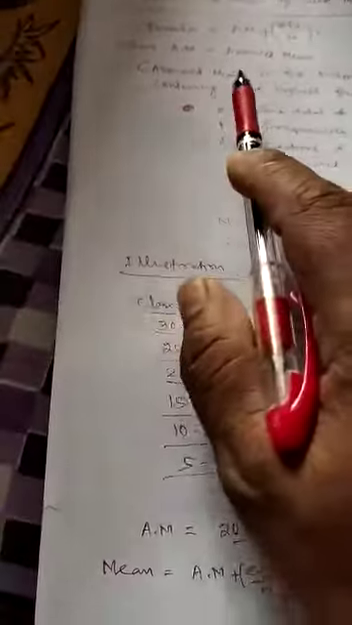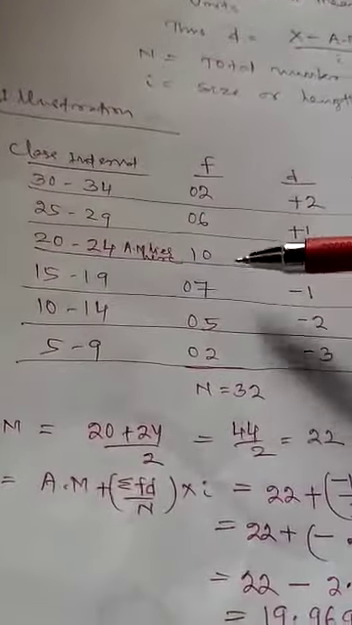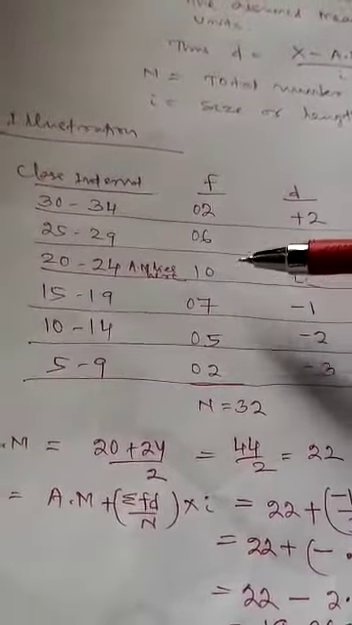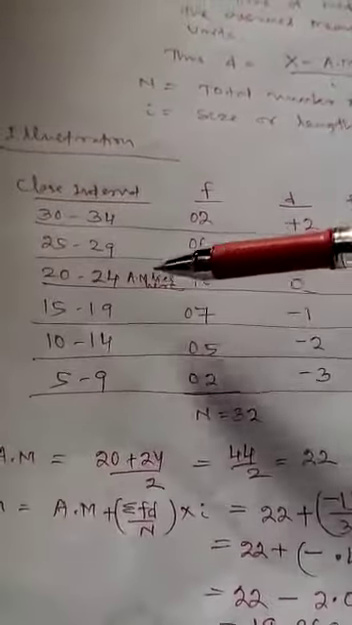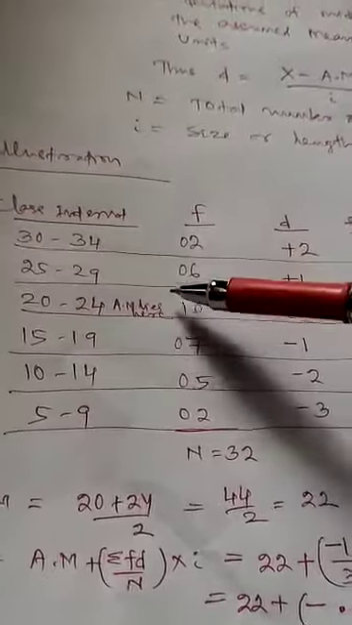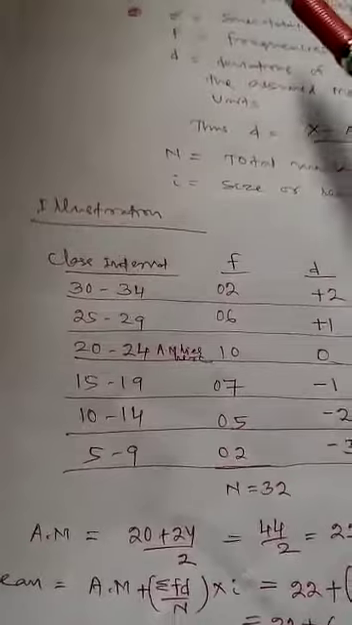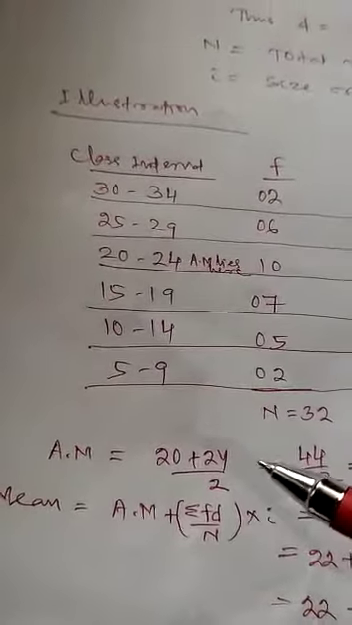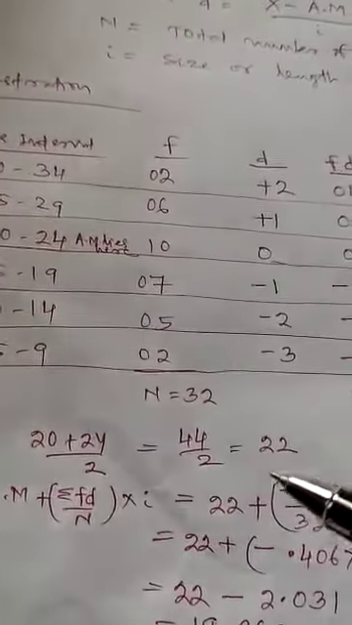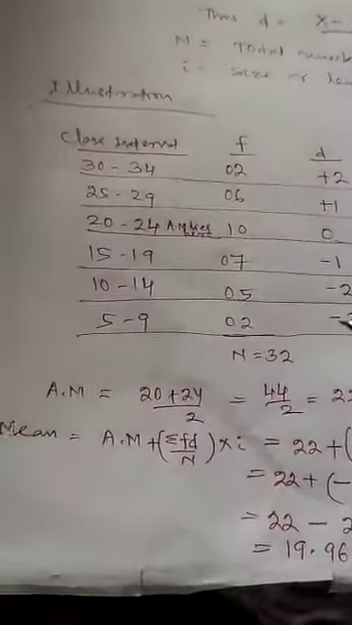So to calculate assumed mean, we have to see the class interval. If we see the class interval size and the frequencies, we will find in this particular example 10 is the highest frequency. Therefore, assumed mean lies here. So we have to write over here AM lies here. Then we find the assumed mean: AM is equal to 20 plus 24 divided by 2 is equal to 44 divided by 2, 22. So here in this case, the assumed mean is 22.